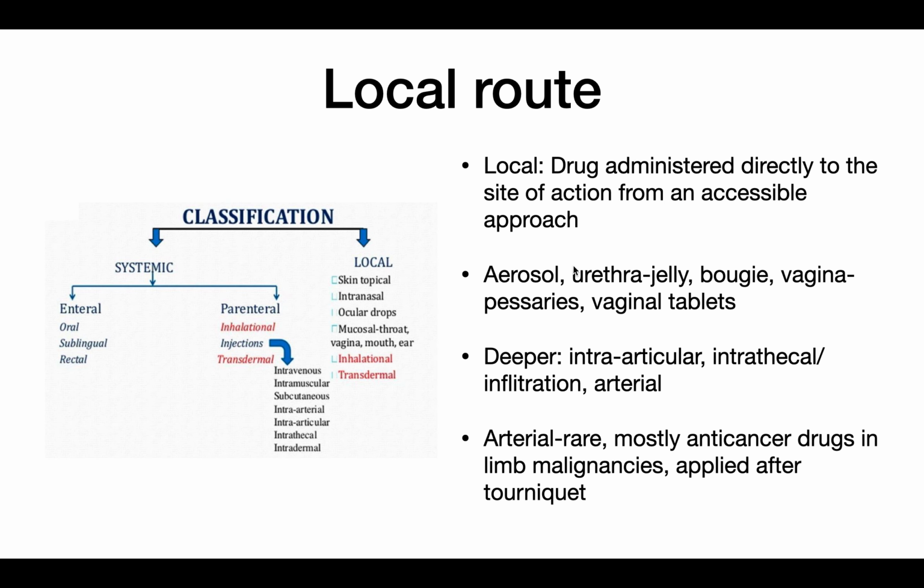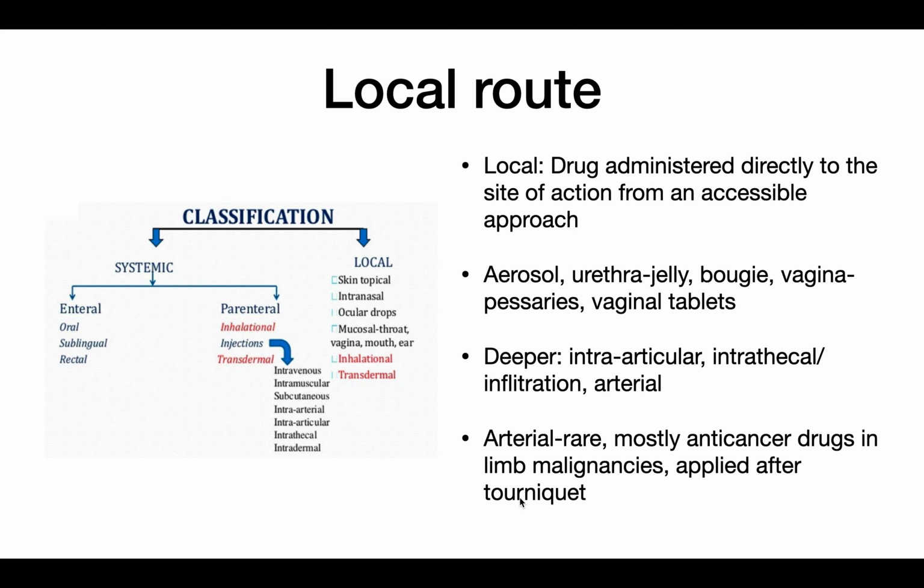The local route is administered directly at the site of action from an accessible approach. What does that mean? Can the patient do it to themselves? Can you swallow? Then we can consider an oral route. But if somebody is paralyzed and has a problem with swallowing, then we have to consider other routes. Aerosol, breathe it in. Urethra, it can be a jelly or a bougie. Vagina, there are pessaries and vaginal tablets. If you want to go deeper, there are intra-articular, intrathecal, infiltration, and arterial injections.